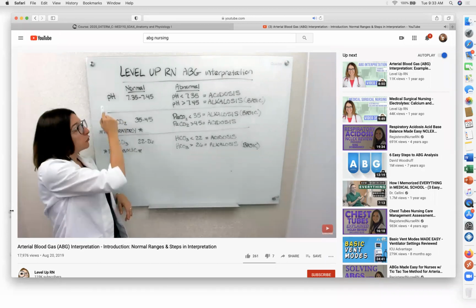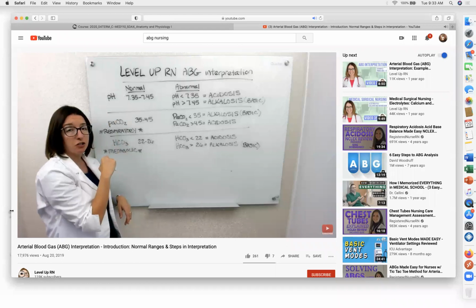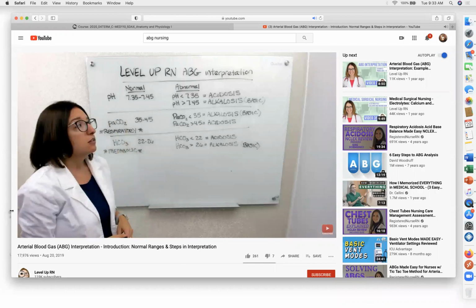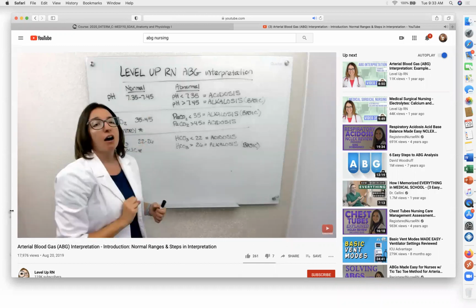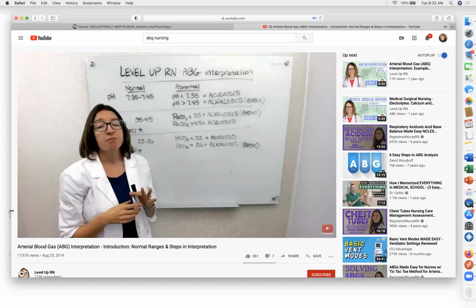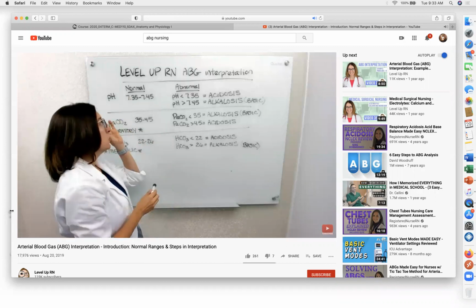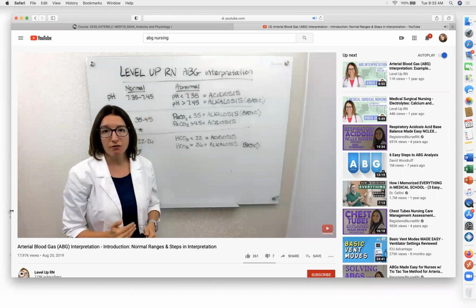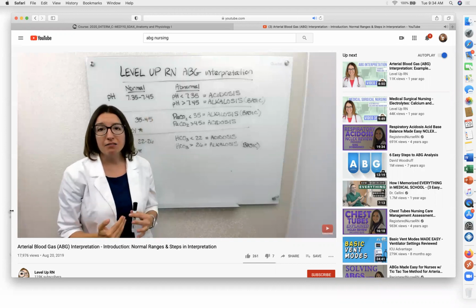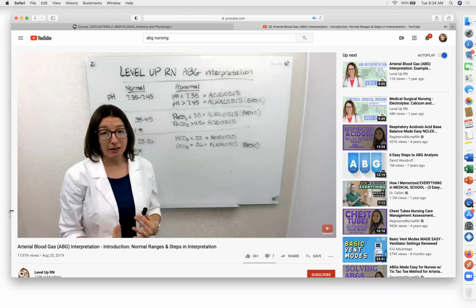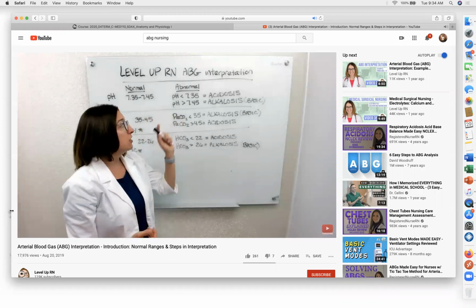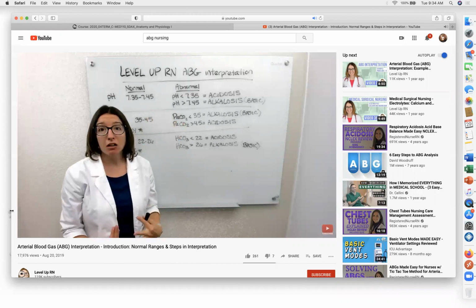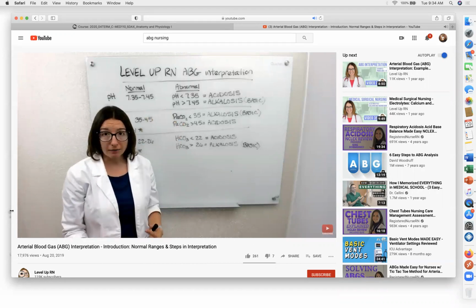Okay, so these are the 3 values that you're going to pay attention to, and you definitely need to know those normal ranges. So what does it mean when these are not within the normal range? Let's talk about that now. With pH, if pH is less than 7.35, that is indicative of acidosis in the body, okay? And if pH is over 7.45, that is indicative of alkalosis being present in the body.